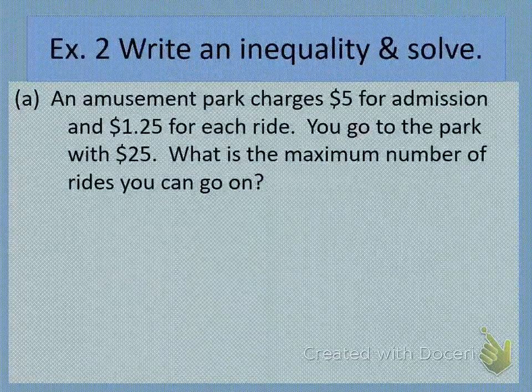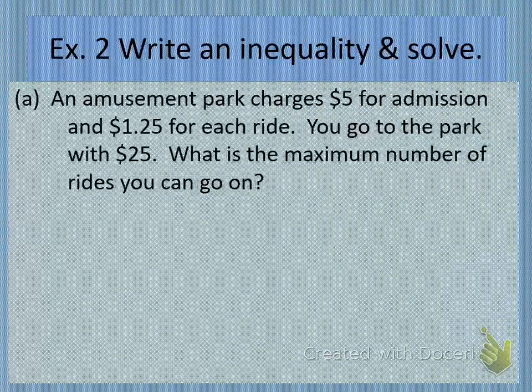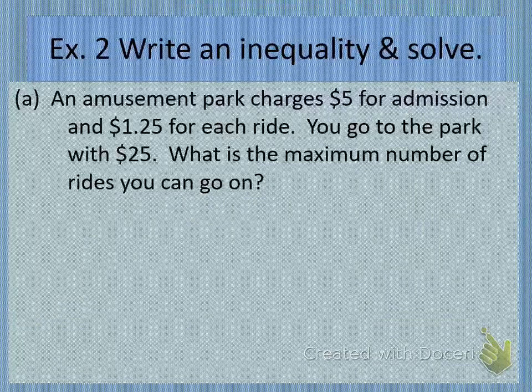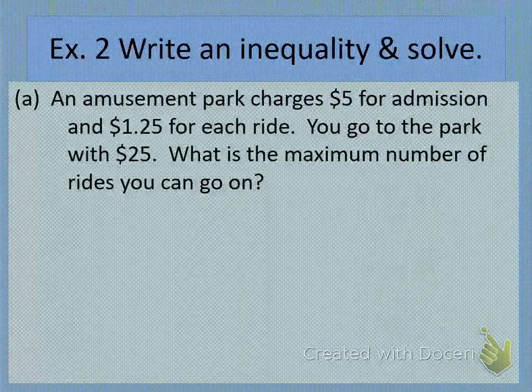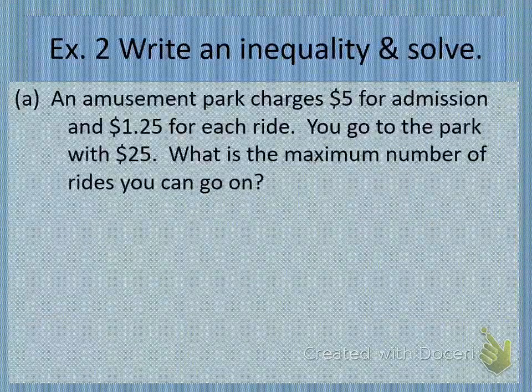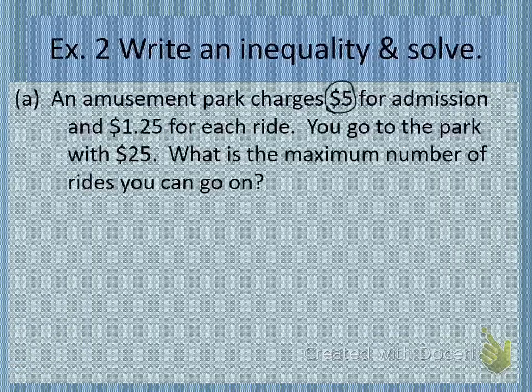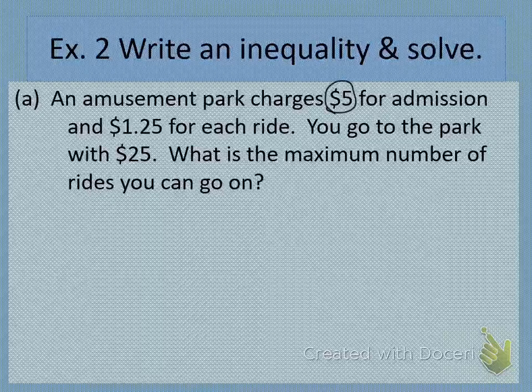Example number 2. Now they want us to write an inequality and they want us to solve it. We don't have to graph anything. We just have to write the inequality and solve it. So let's read through it and let's mark some important stuff. First of all, an amusement park charges $5 for admission. So there's an important piece of information. We're going to pay $5 to get in.